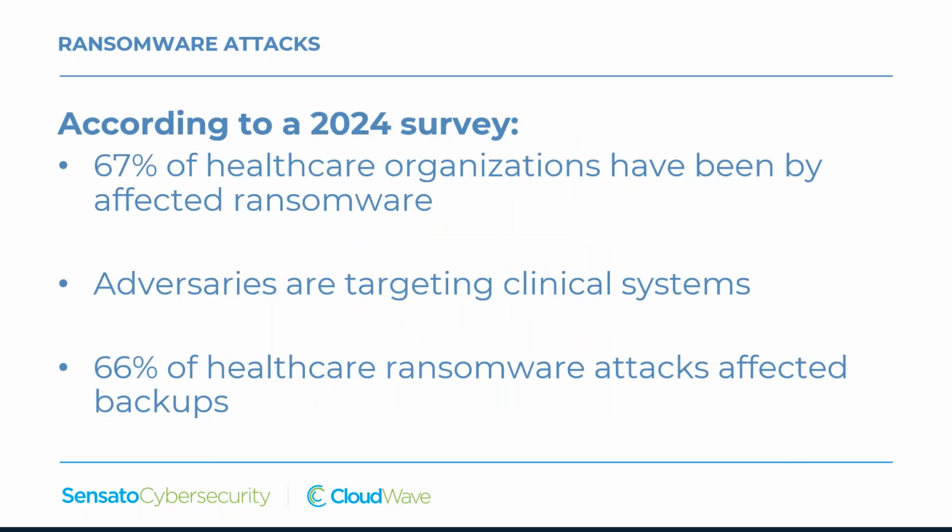So when we look at ransomware attacks, according to a survey that was completed in 2024, 67% of healthcare organizations have been breached by some ransomware. That number is staggering. This doesn't include the repeat visits, and we are seeing some repeat incidents out in the market. Adversaries are targeting critical systems, but not only the critical systems, the clinical systems as well. So when we get into dissecting an attack, we're going to talk about a group that's actually attacking clinical systems.